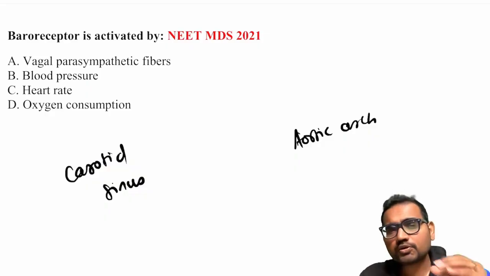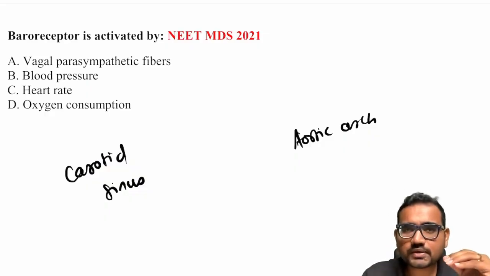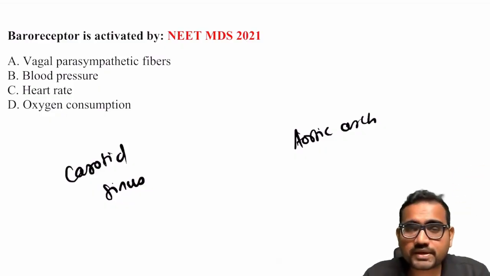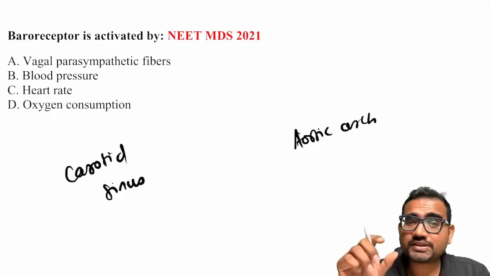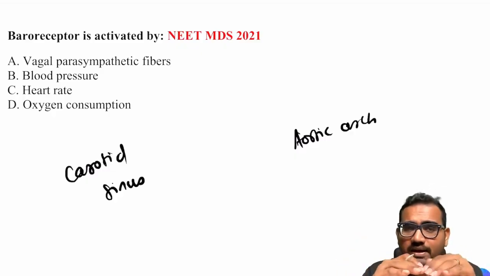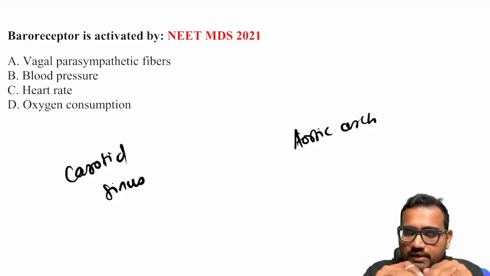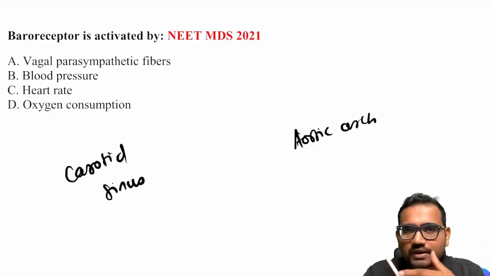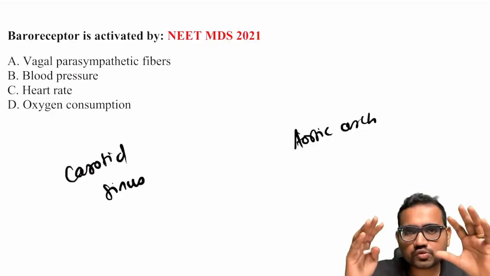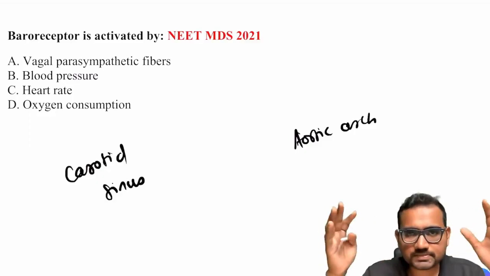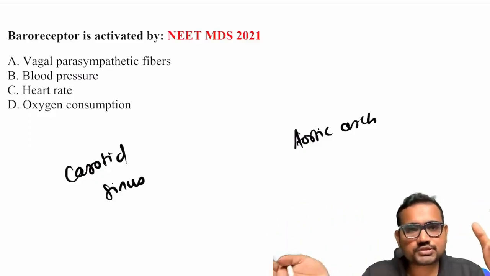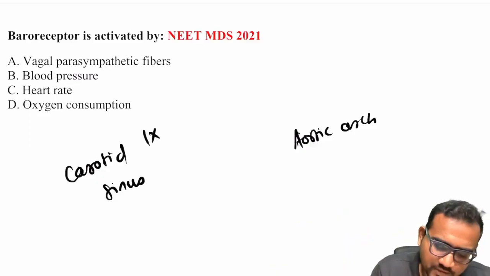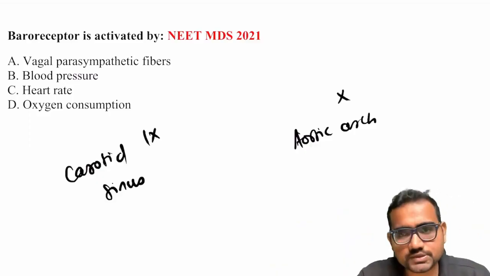Why? Because the carotid sinus, if you see, is present at the bifurcation of the common carotid artery, right before the blood enters the brain. And the aortic arch is present in the heart where the blood, after pumping, enters the body. So right before the pumping of the blood and right before the blood reaches the brain, at these two main areas in the body, the baroreceptors are present. These are basically stretch receptors. The carotid sinus is supplied by the glossopharyngeal nerve and the aortic arch by the vagus nerve.